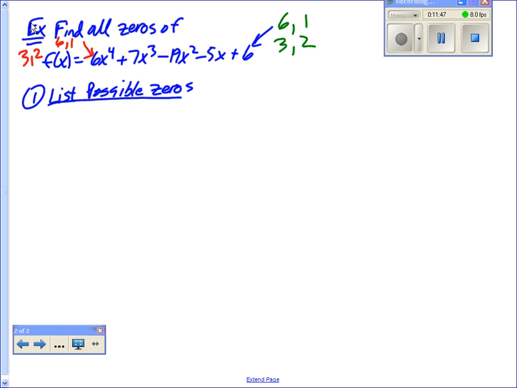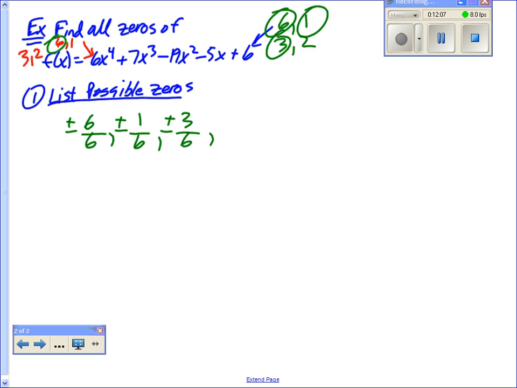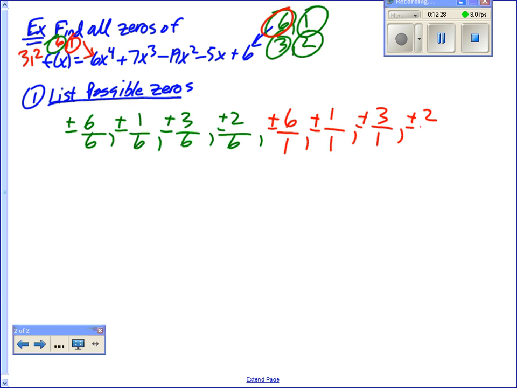So we say, okay, plus minus 6 over, and let's do the 6 right there first, 6. And then let's go to the next one, another possible. Let's go with the 1 over, and I'm going to continue to do it over 6. Plus minus, and let's go 3 over the 6. Let's go plus minus 2 over the 6. Okay, we got to keep going. Now I'm going to use the 1 on the bottom. Plus minus 6 over 1, plus minus 1 over 1, plus minus 3 over 1, plus minus 2 over 1.